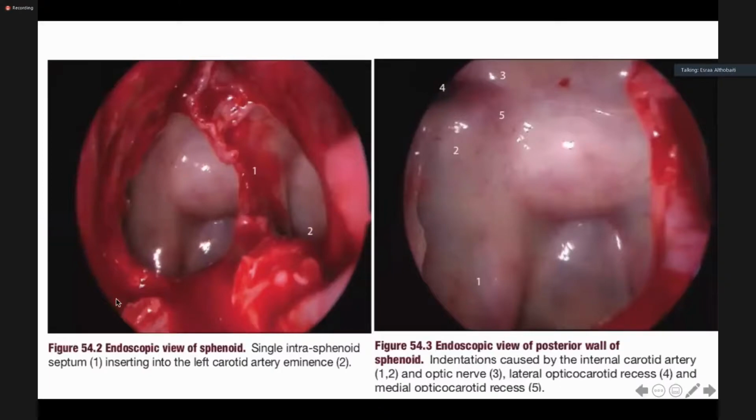Okay. This is the endoscopic anatomic view of the sphenoid. I put this picture to show the approach of the surgery. In the first picture, we have the sphenoid sinus with the septum. After we remove the septum, as you see here, we have the internal carotid artery and the optic nerve, and there are two recesses here. The one is called the medial opticocarotid recess, and the other one is called the lateral opticocarotid recess.